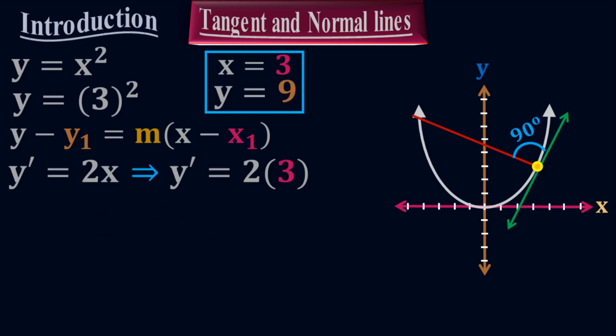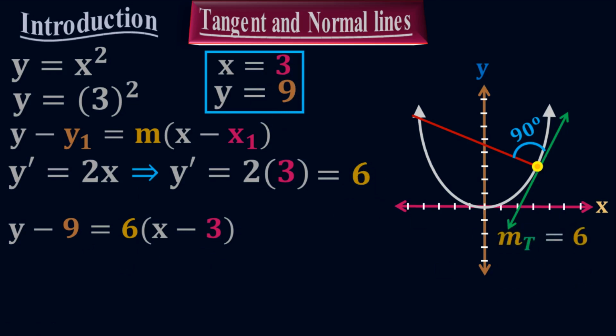Now to plug in all the values in the equation, which is y minus 9 equals 6 times x minus 3. Because look, my slope of the line is 6. 3 times 2 is 6. Y sub 1 is 9, x sub 1 is 3, and the slope of the line is 6. Remember, this is the slope of the tangent line, m sub t, which equals 6.